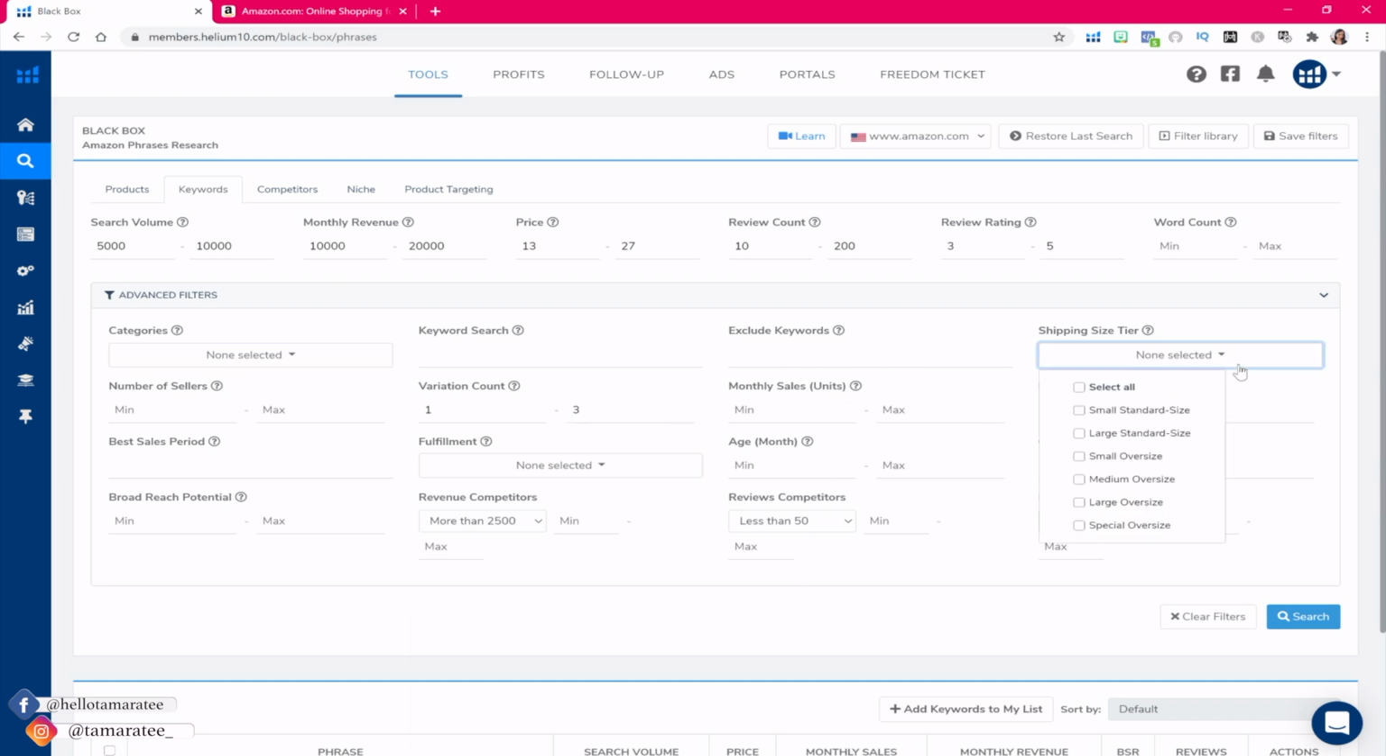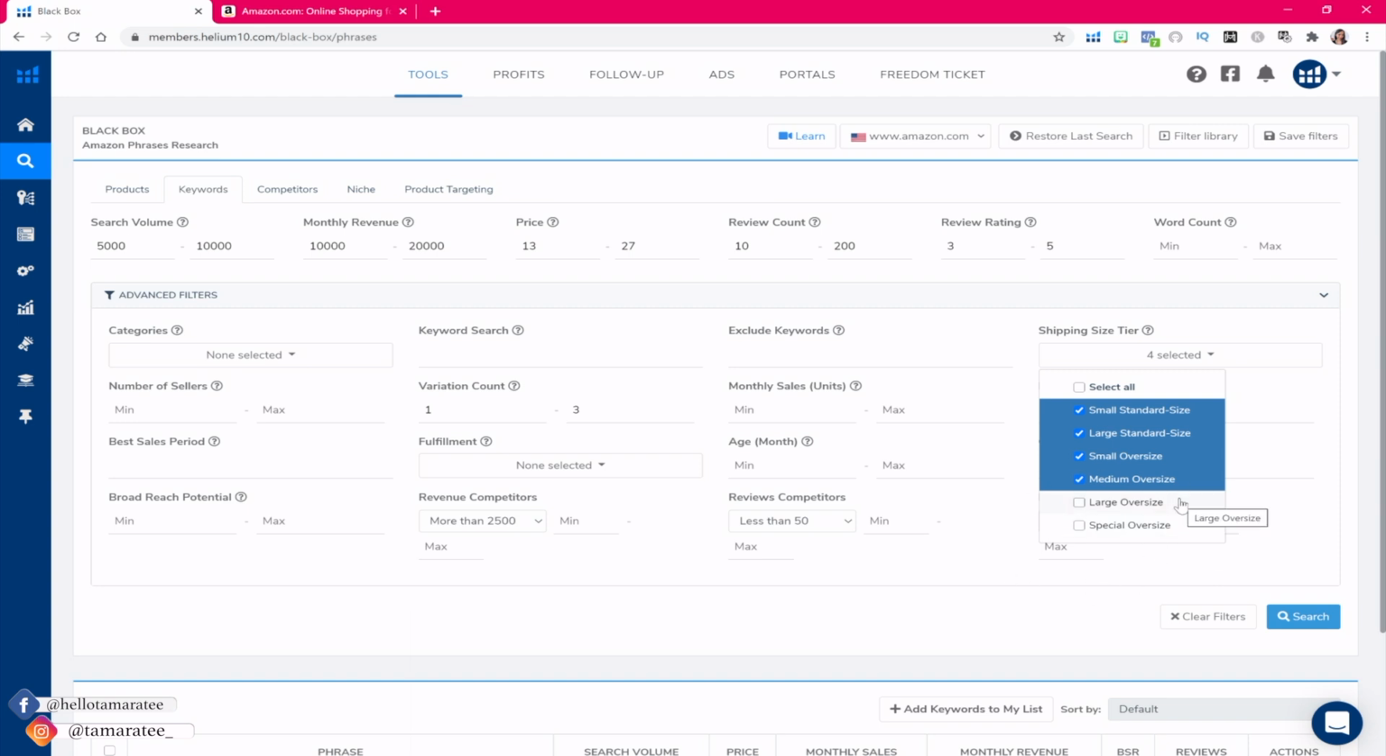So right here, for shipping size tier, I like to use small and large if you are a beginner seller. If you are an experienced seller, you can try small oversize and medium oversize, but I don't suggest large oversize or special oversize because your FBA fees will be through the roof and your cost to source one unit is going to be so high. This is like if you are selling mattresses, tables, chairs. I don't think many of you guys will want to do that.